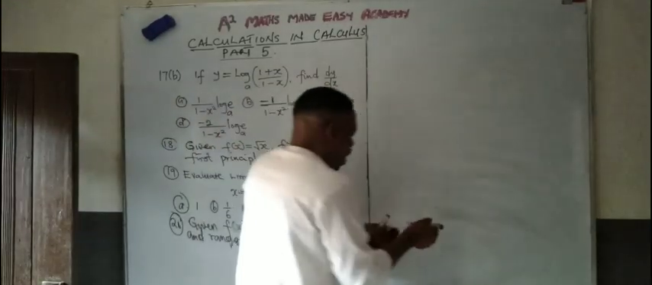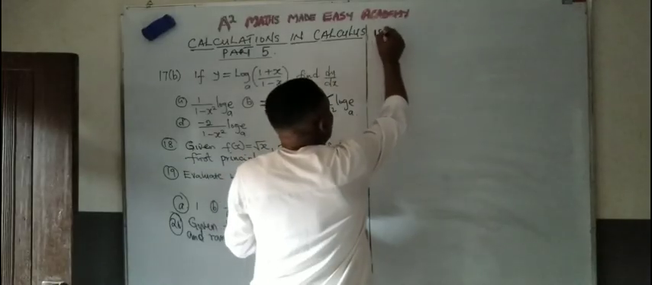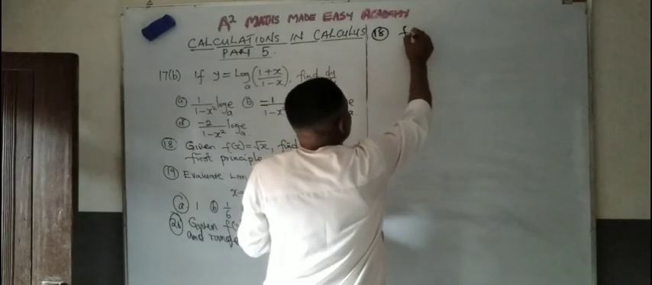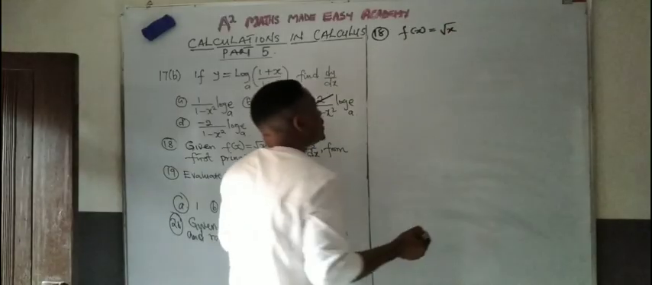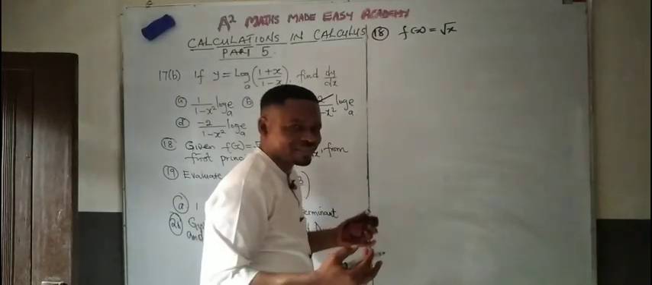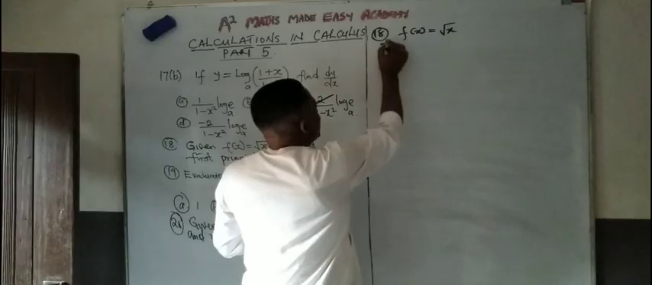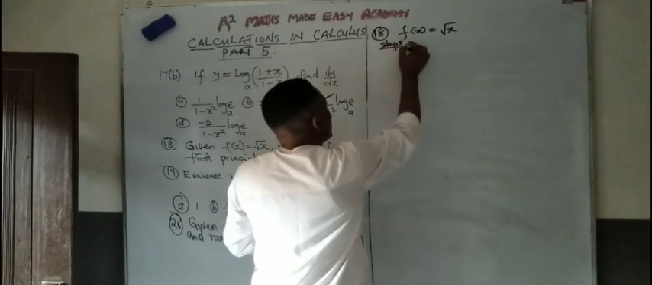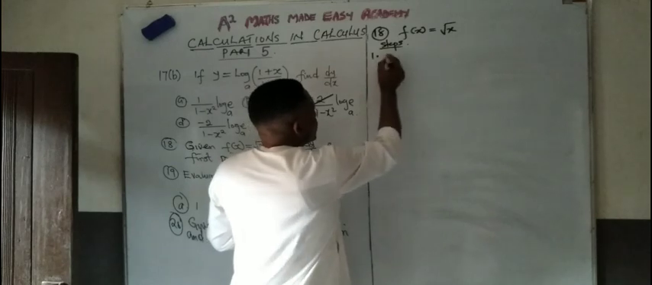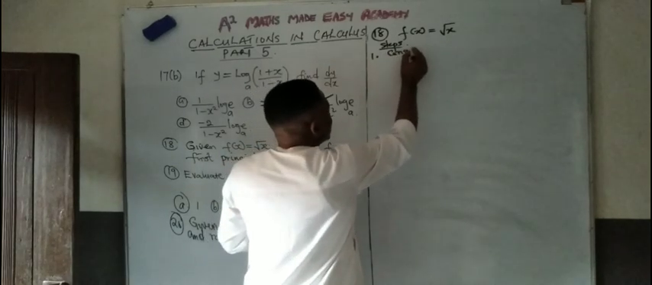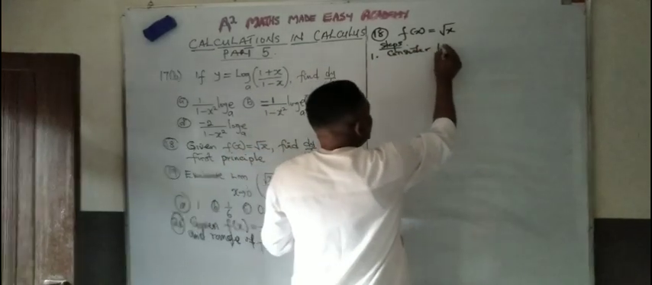Now, how do we do? I want you to watch. Question number 18. The question says, given that f of x is square root of x. And they said we should find dy/dx. Now, I want to give you the steps of solving this. It will really help a lot. Are you with me? Now, the first step is this. Look up. You consider the question.